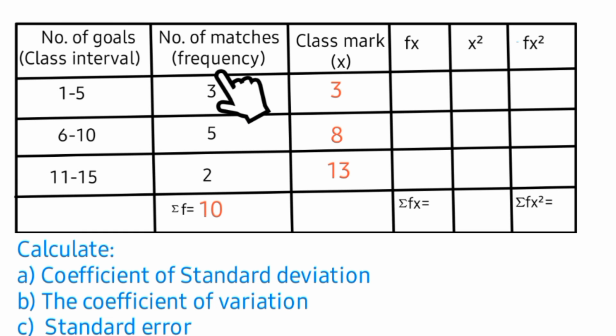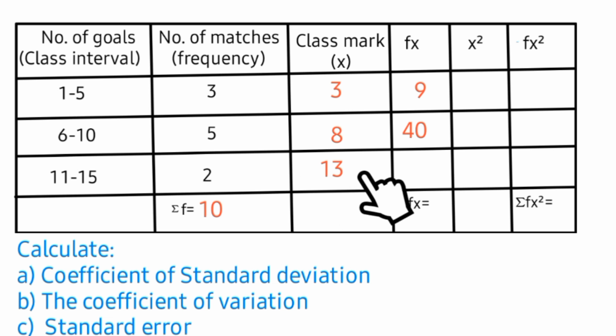Fs simply means the frequency multiplied by x. For the first fs, 3 times 3, 9. Next is 5 times 8. Lastly, 2 times 13. Now let's move to the s square column.